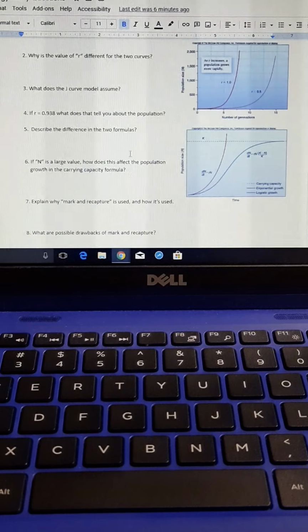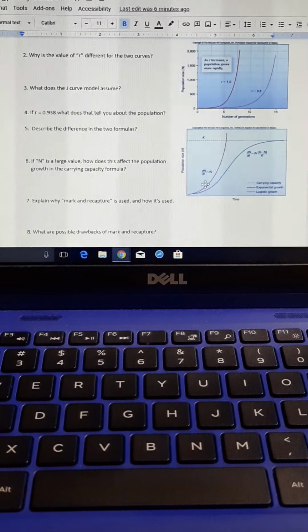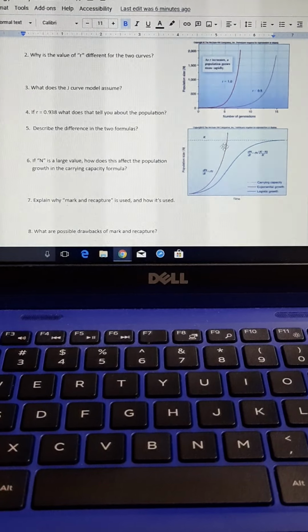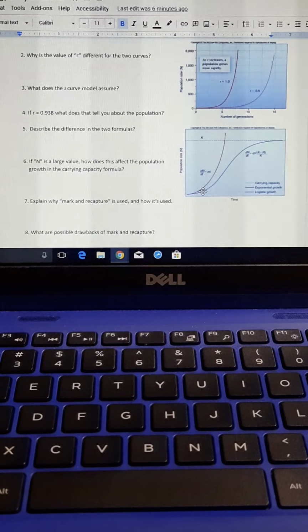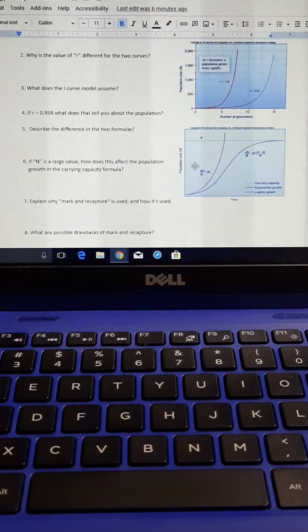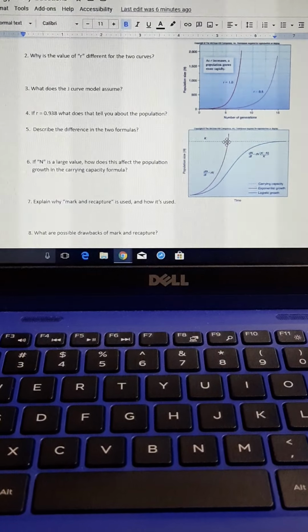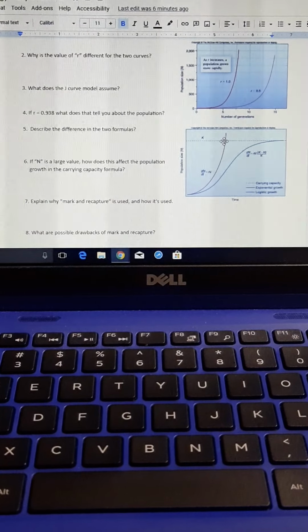Describe the difference in the two formulas. I'm guessing it's talking about the logistic function and just the J-curve function. So dN/dt, dN over dt, is the change in the number of individuals over the change in time. We have the rate r and the number N. That's the starting value, I believe.